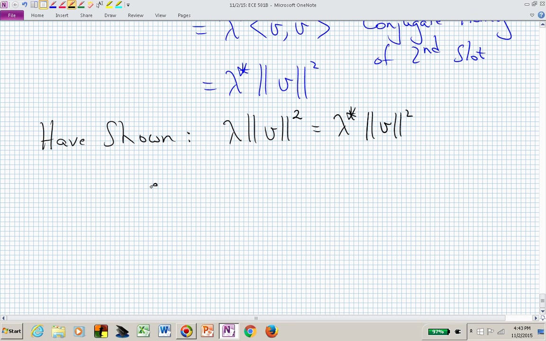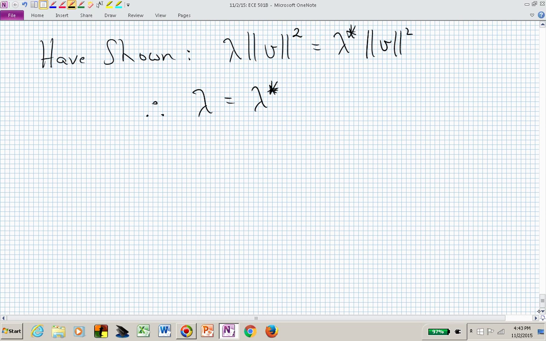So now we can say that lambda must equal lambda star, since the norm of that vector squared is the same and it's non-zero. We can divide that out. And if lambda is equal to its complex conjugate, now we know that all of the eigenvalues of that self-adjoint map are in fact real.